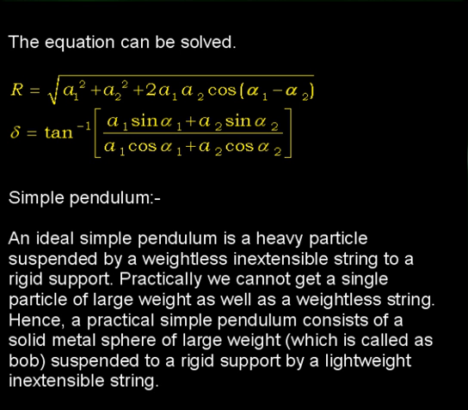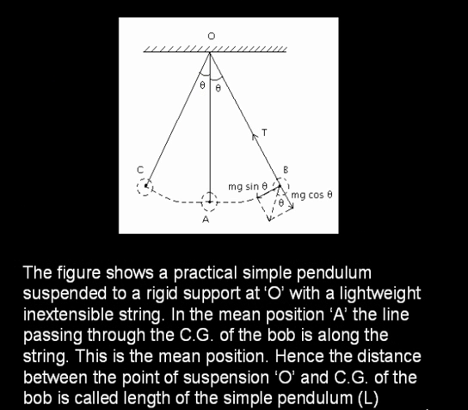Simple pendulum. An ideal simple pendulum is a heavy particle suspended by a weightless, inextensible string to a rigid support. Practically, we cannot get a single particle of large weight as well as a weightless string. Hence, a practical simple pendulum consists of a solid metal sphere of large weight, which is called the bob, suspended to a rigid support by a lightweight inextensible string.